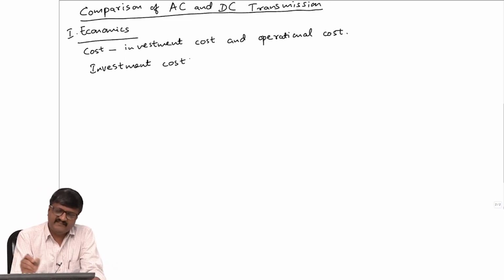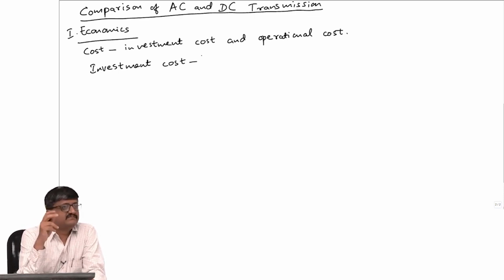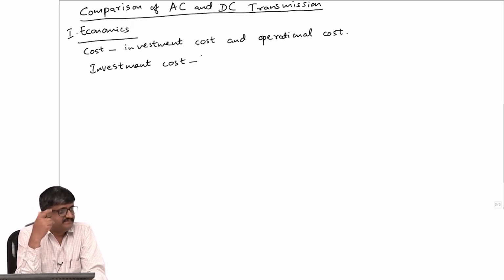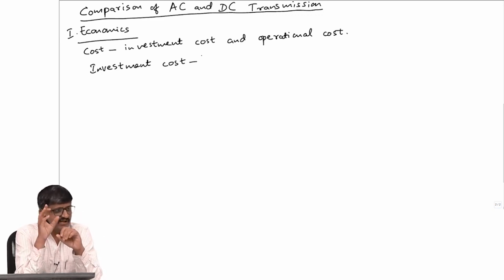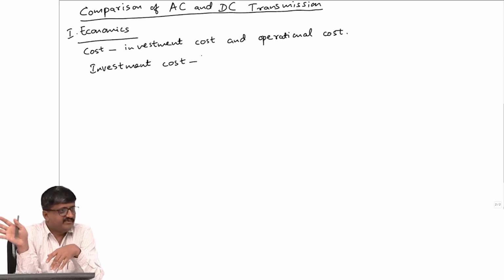Suppose I take AC or DC, AC transmission line or DC transmission line. What are the different components on which I have to spend or invest? Now before that, when I am talking about AC or DC transmission, let us assume that it's overhead transmission line. If there is an overhead transmission line, the land below the line can't be used for any other purpose. One has to buy the right of way.